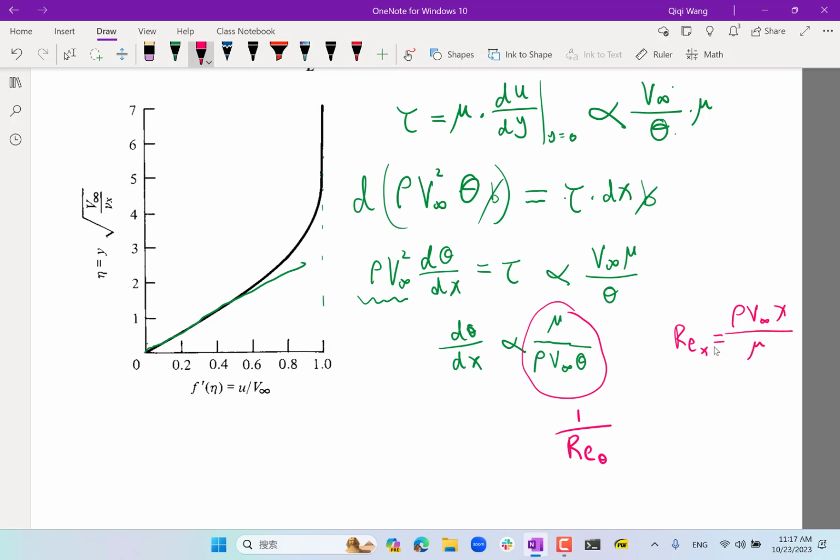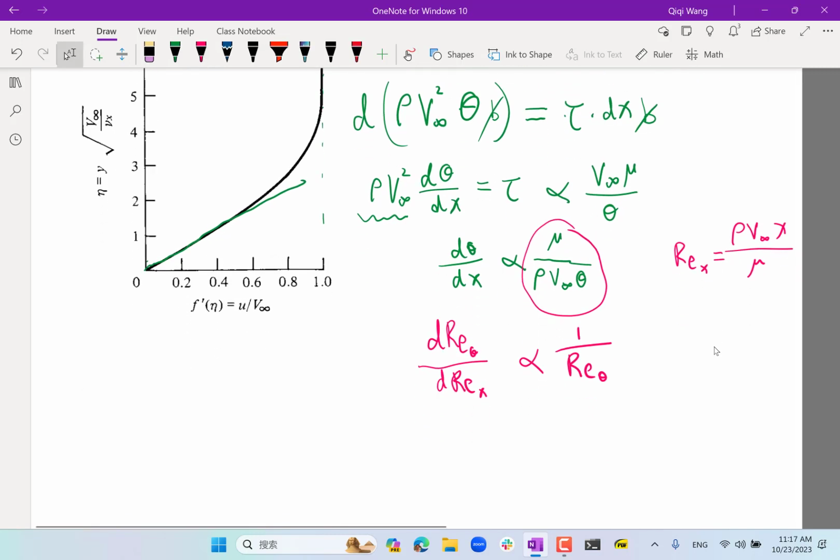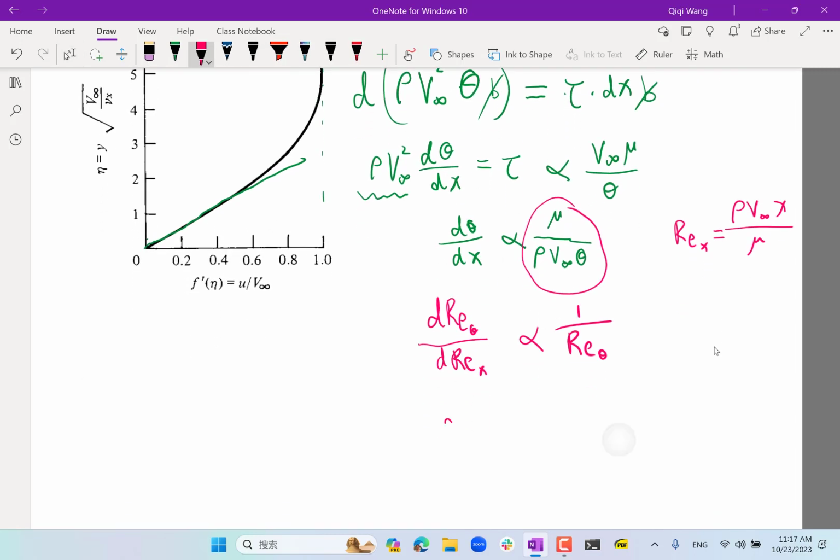It's the same thing. So on the left-hand side, you can basically write it in terms of d Re theta over d Rex, proportional to 1 over Re theta. So simple, right? The proportionality is basically a constant, right? Now what that means is that if you multiply both sides by Re theta, d Re theta squared is going to be proportional to d Rex, right?